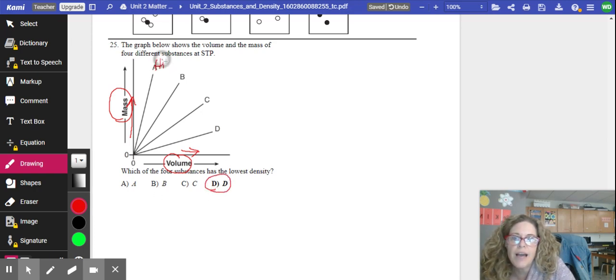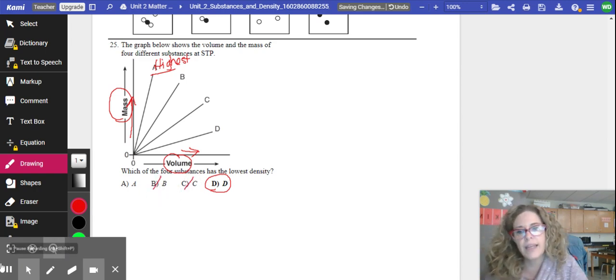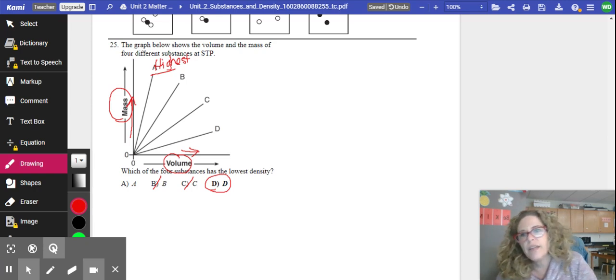A would be the highest density. So if you're stuck on a question like this and you have to choose from a range of things, in general, it's going to be either the highest or lowest of something. So just as a strategy, I might eliminate those two choices. Then I can narrow down and increase my odds of getting the question right.